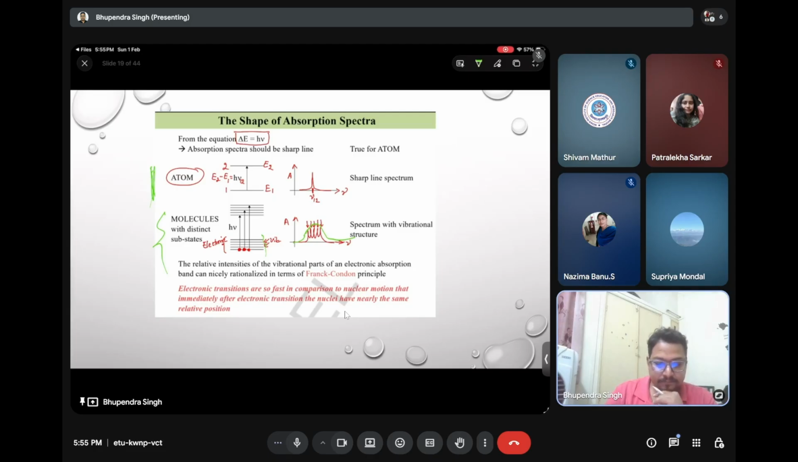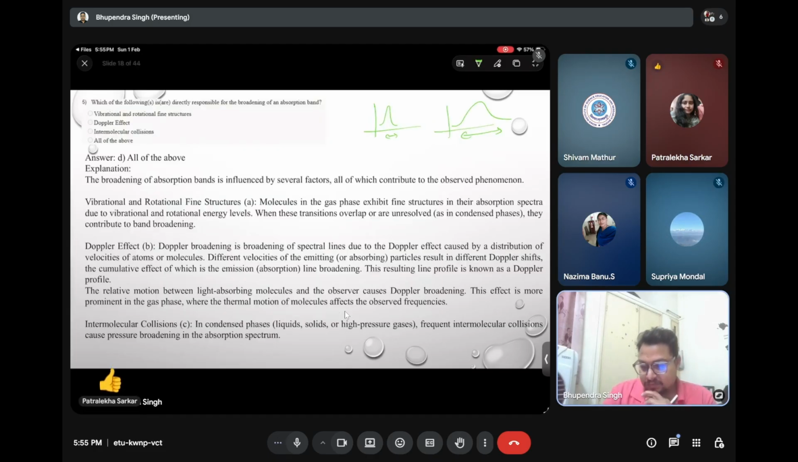Perfect? Okay. So this is fine. This we have understood. What do you mean by the Doppler effect? Doppler effect is that, I think you heard it before, right?